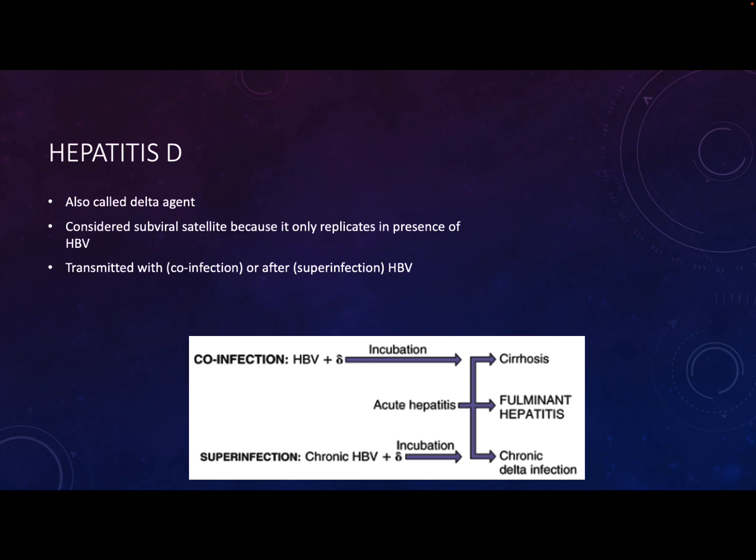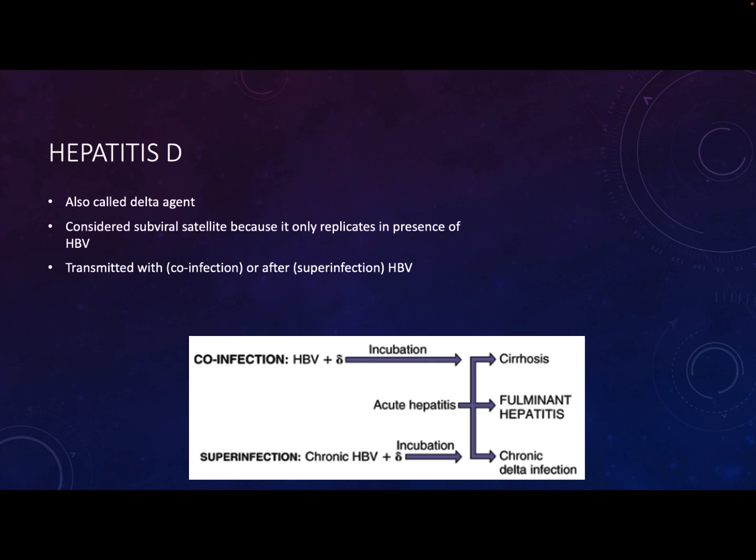So it can only be transmitted with hepatitis B, or you can get it as a super infection. Like after you've gotten hepatitis B, if you're exposed again, you can get the Delta agent or hepatitis D. I don't know how your Greek is, but that's what that little symbol is, Delta. Okay. So when you have the co-infection with the Delta agent, with hepatitis D, you're more likely to see more serious consequences.